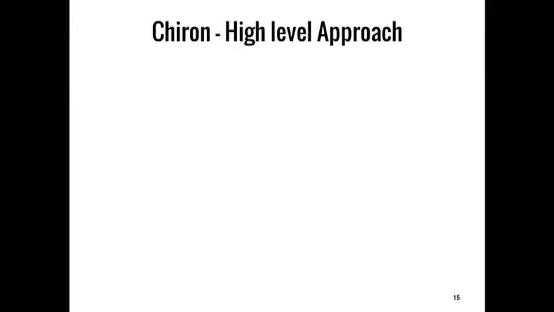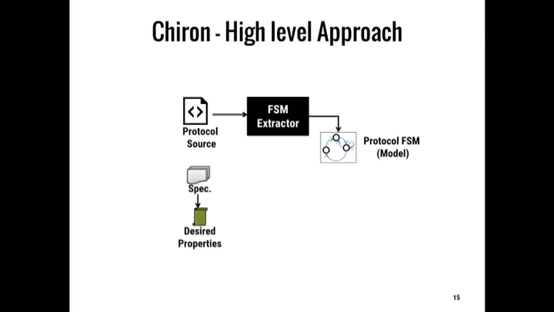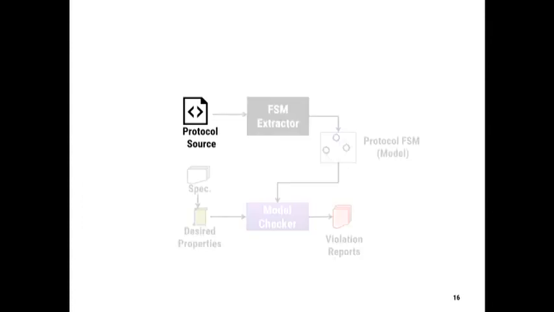Now, let me give you a high-level approach of Chiron. Given a protocol source, Chiron tries to extract the FSM that was implemented in the source, and we get an extracted protocol FSM. Given the desired properties, which are derived from the specification, we feed the properties and the extracted FSM into a model checker. The model checker checks whether the extracted FSM satisfies the given properties. If not, that means there is a violation, and it will report the violation. Now, let's take a look at each of the blocks step by step.